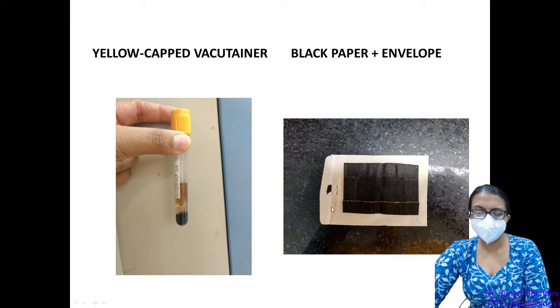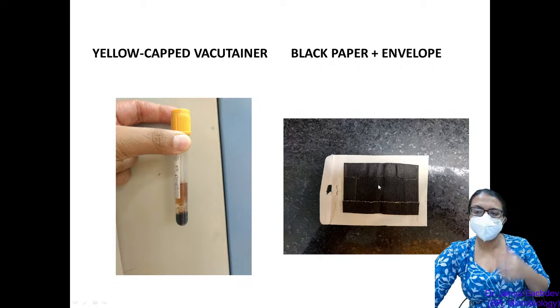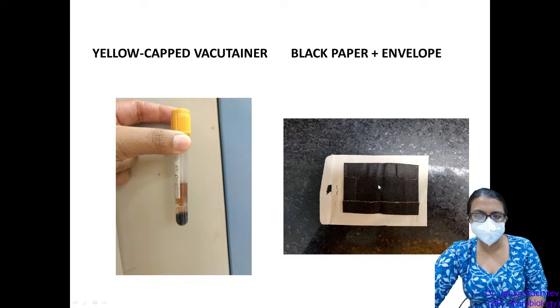Then this is what I was talking about for skin, hair, and nails. You have a small piece of black paper which is folded. This is one fold which I have opened. Normally it's folded over like this. This is placed inside this envelope and stapled shut, and then it is placed in the hot air oven for sterilization. Now the reason we use a black paper envelope for skin, hair, and nails, there are two reasons.